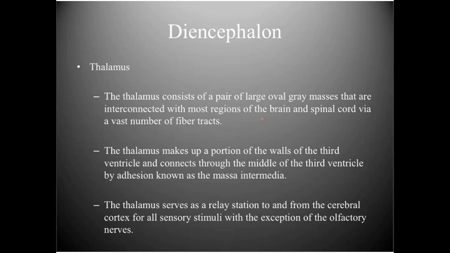That brings us to the diencephalon. The thalamus consists of a pair of large oval gray masses that are interconnected with most regions of the brain and spinal cord via the vast number of fiber tracts. The thalamus makes up a portion of the walls of the third ventricle and connects to the middle of the third ventricle by adhesion, known as the massa intermedia. The thalamus serves as a relay station to and from the cerebral cortex for all sensory stimuli, with the exception of the olfactory nerves. So this last bullet point is something that you want to keep in mind. It's basically a relay station, but it doesn't work for the olfactory nerves.